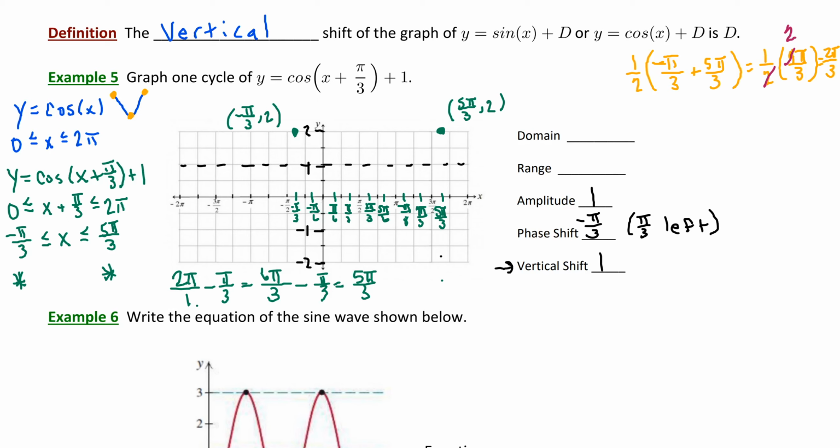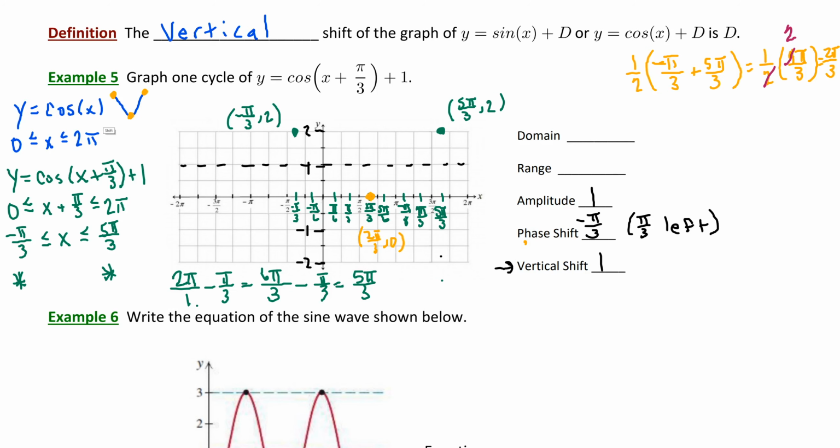So on our graph, when x equals 2 pi over 3, cosine is going to hit its minimum. Its minimum is going to be 1 unit below that horizontal center line. So this would be ordered pair 2 pi over 3, 0.